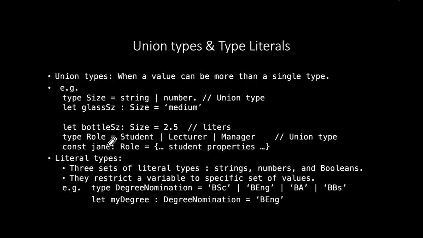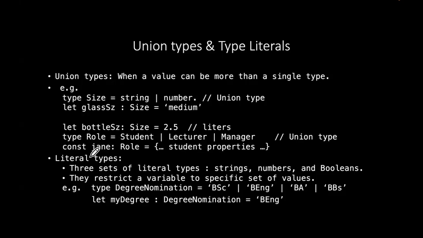And then I'm declaring an actual variable of type role, and whatever a student's data structure is, I'm assuming and assigning it there. So that's the union types.